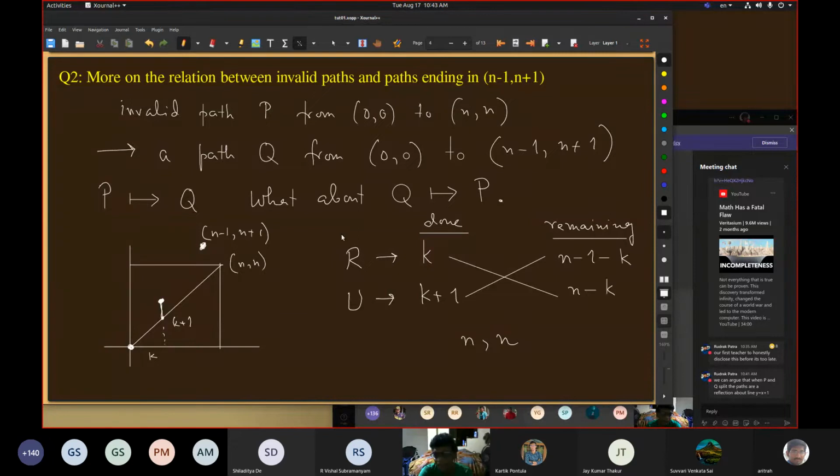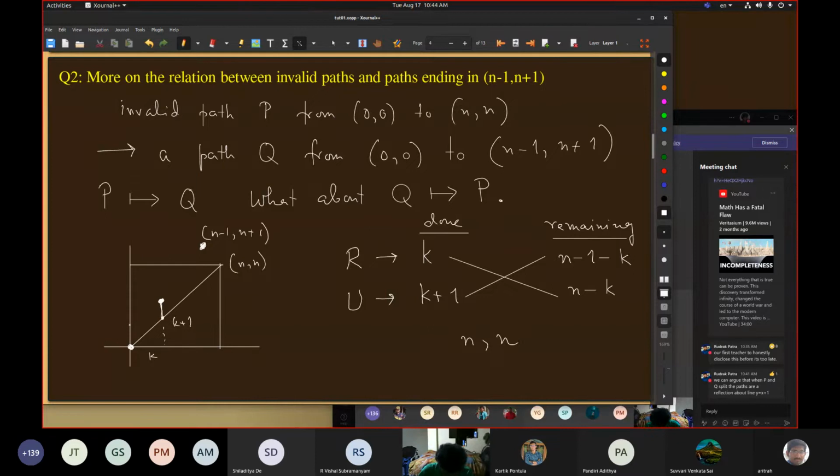Fine. What about the paths which start in the upper half? They will count. What about the paths which start in the upper half? Path is starting upper half means the first step is U instead of R. Here, then K will be 0. Means then it may not correspond to an invalid path. No, this will be an invalid path.